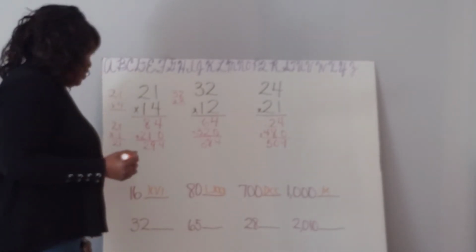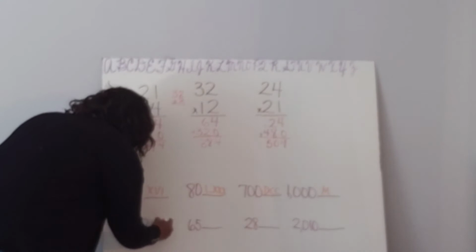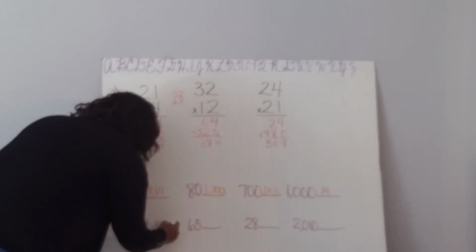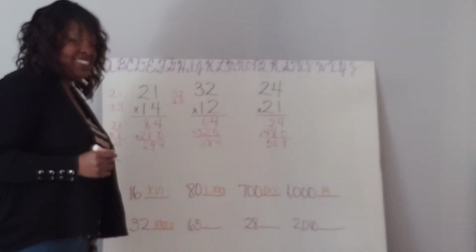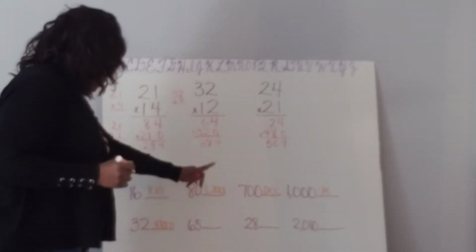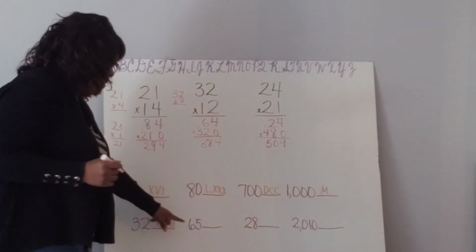What about 32? What am I going to do for 32? Yes, good. I heard you. X, X, X, I. That's 32. 65. So like I said, see, most of these you could do with toothpicks or broken spaghetti. 65.